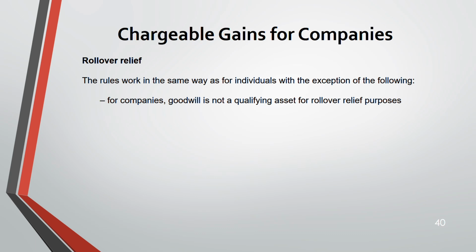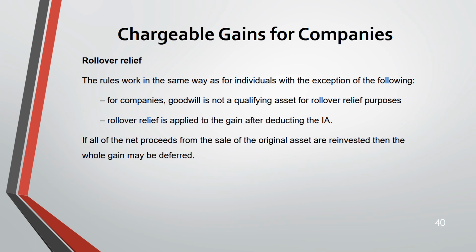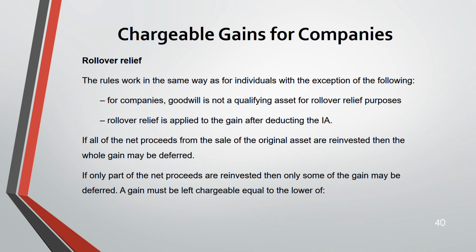For companies, goodwill is not a qualifying asset. Remember, goodwill is not a qualifying asset for a company, so you can't claim rollover relief for goodwill. Then, rollover relief is applied to the gain after you deduct your indexation allowance. If all of the net proceeds from the sale of the original asset are reinvested, then the whole gain may be deferred. If only part of the net proceeds are reinvested, then only some gain will be deferred.